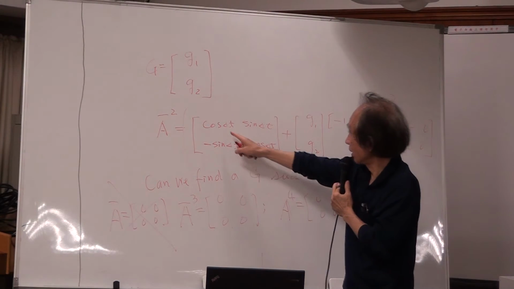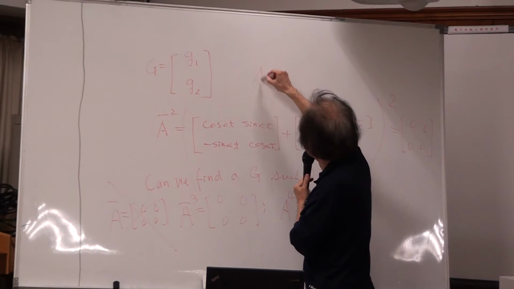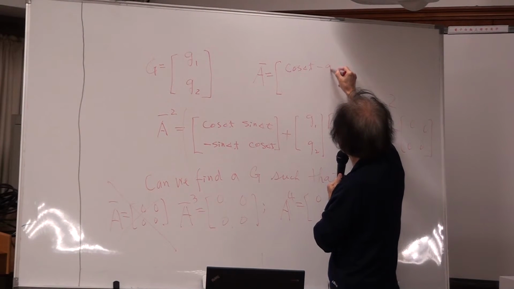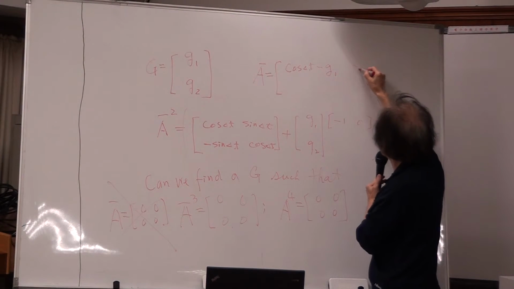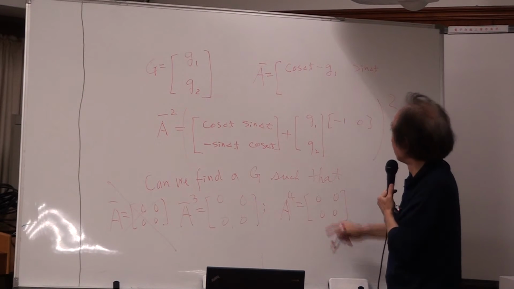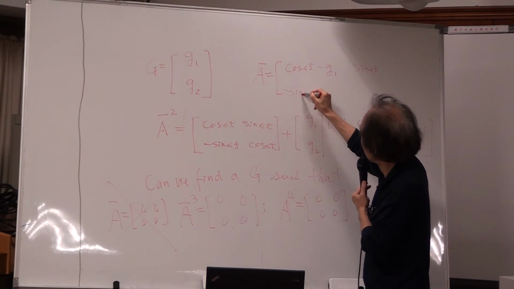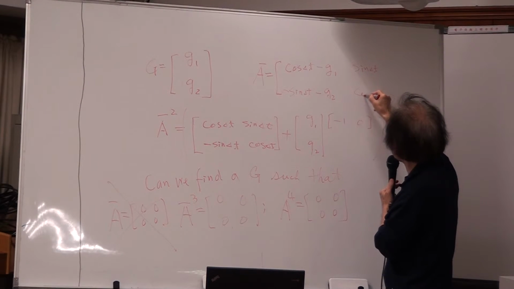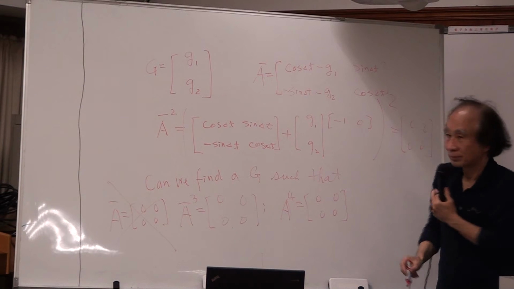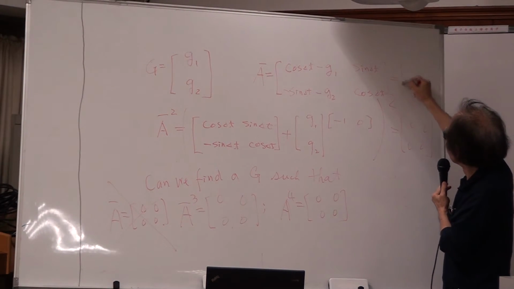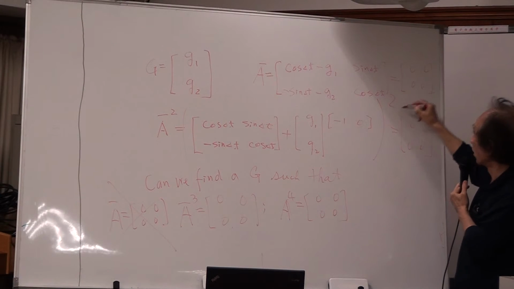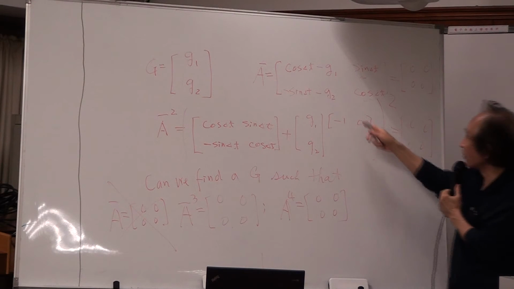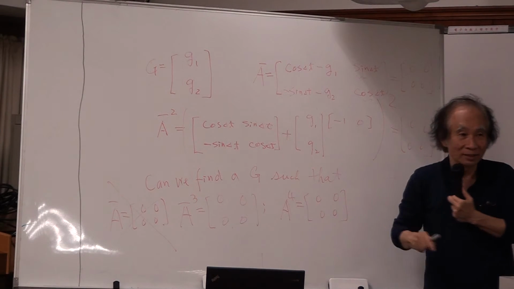Well, try this. A bar equal to cosine theta t minus t1, right? And sine theta t, so that's 0, and minus sine theta t minus G2, and then cosine theta t. Can I find a G1, G2 such that equal 0, 0, 0, 0? No, because I have this, I have that, I have no G1 there, I have no G2 there. I can find a G1 such that this is 0, but this not. That's not.